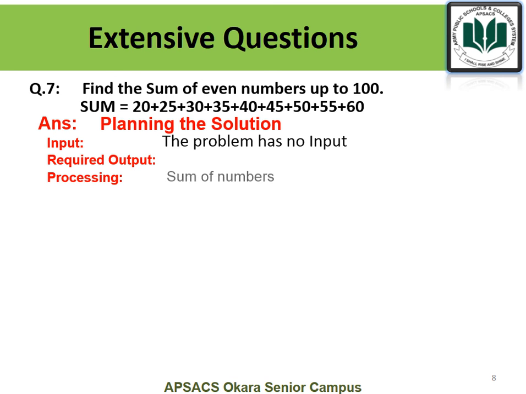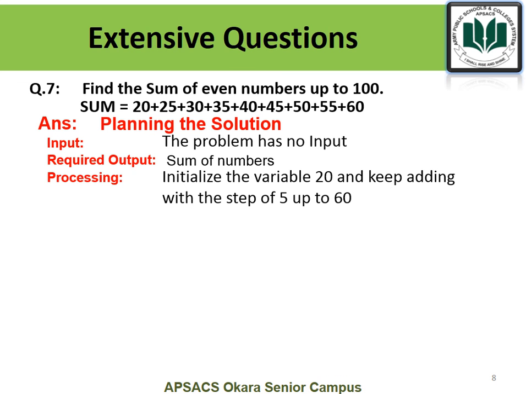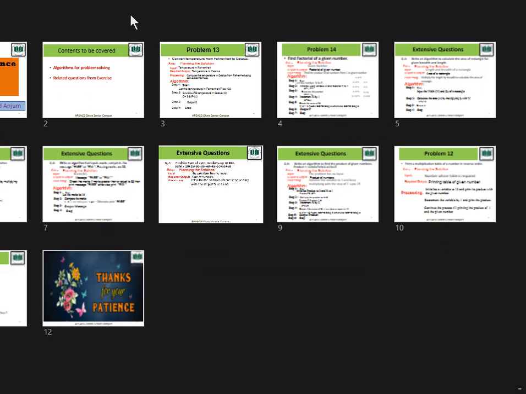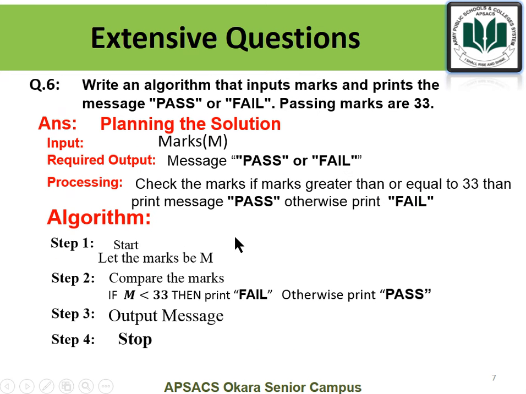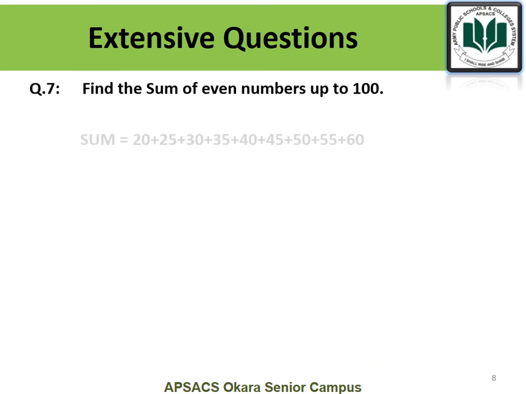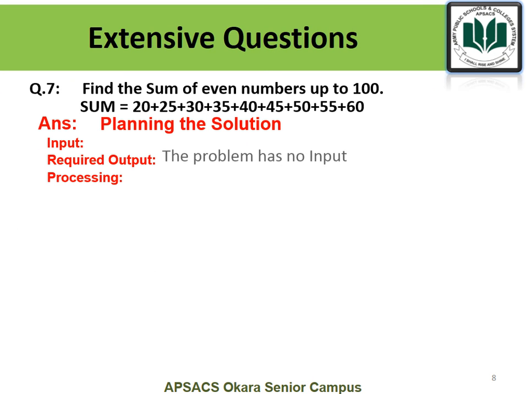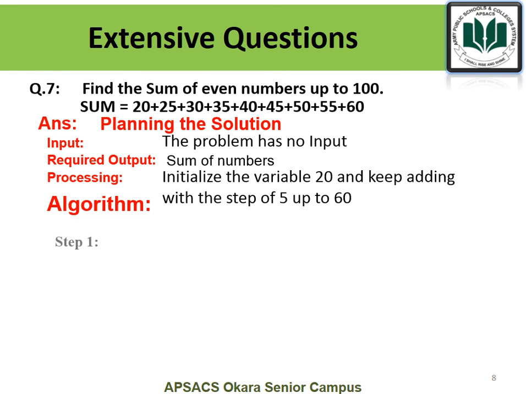So output will be sum of numbers, then the processing: initialize the variable to 20. The first value is 20 and we will be initializing the variable to 20 and keep adding with the step of 5. So we will keep adding with the step of 5 up to 60.